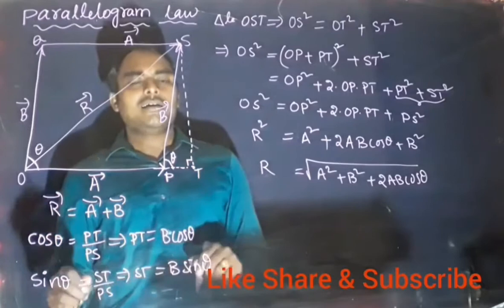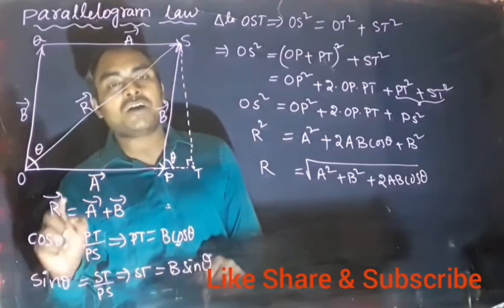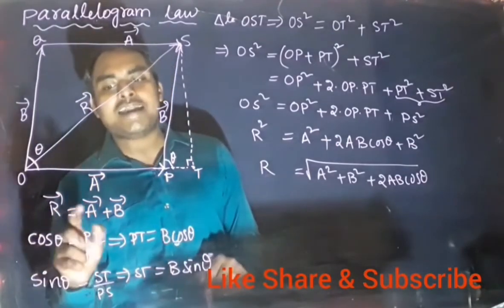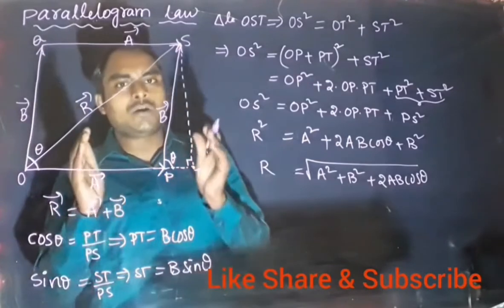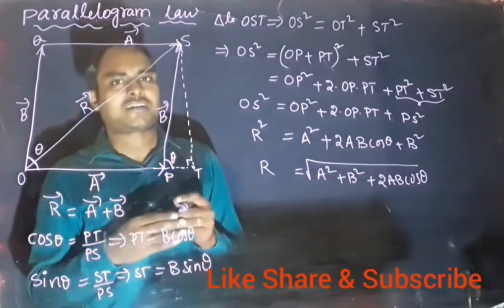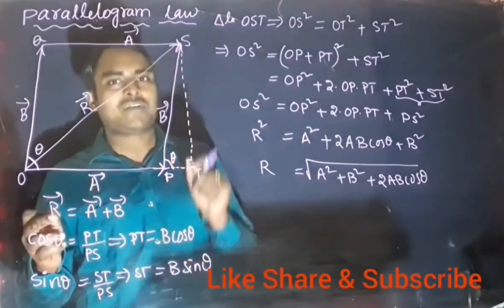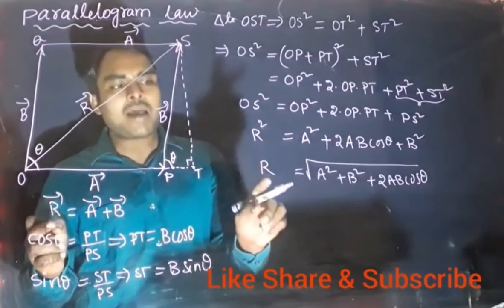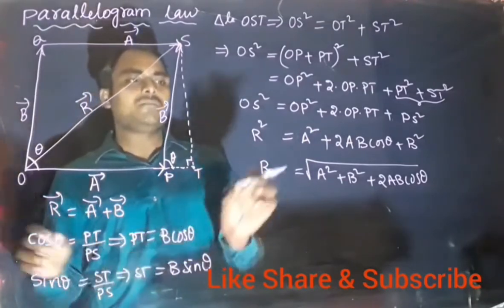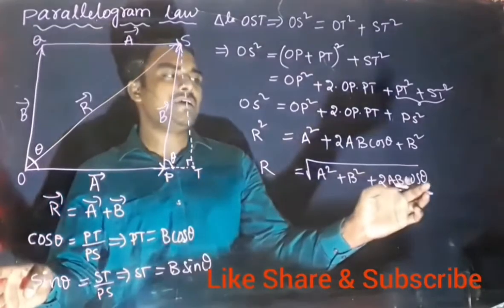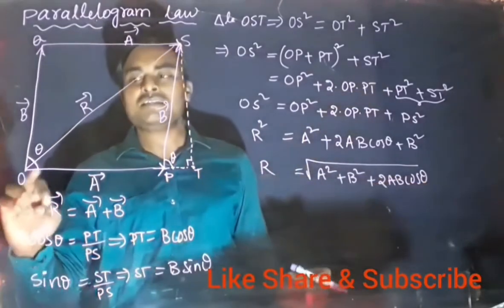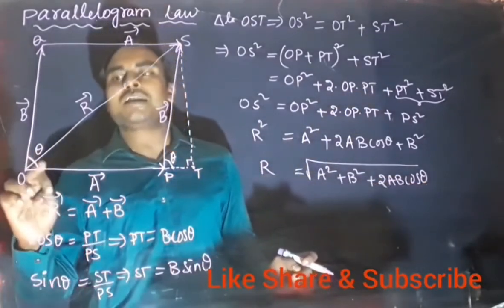R is the magnitude of R bar. What is R bar? R bar is the addition of A bar and B bar. Addition of two vectors is called the resultant vector. So R bar is called the resultant vector, and R is the magnitude of the resultant vector. This magnitude mainly depends on theta, where theta is the angle between A bar and B bar.